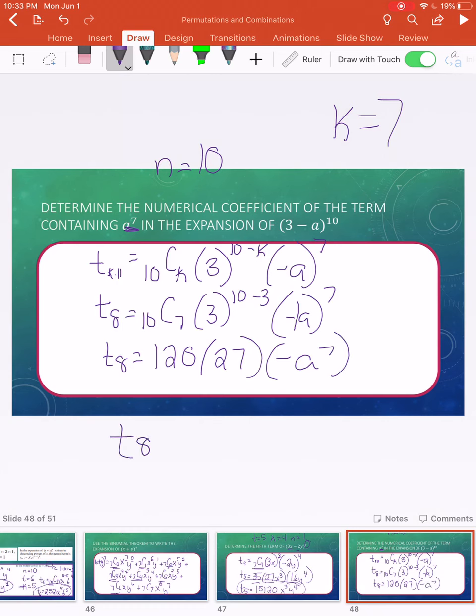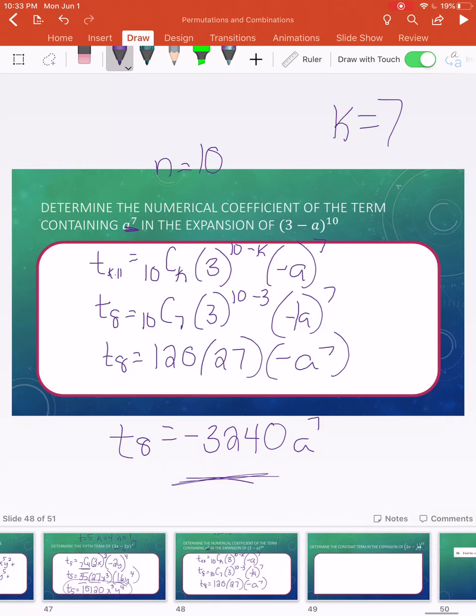All right, now let's multiply these coefficients. So 120 times 27 gives me 3,240. And of course, it should be negative. And there we go. So the numerical coefficient would therefore be negative 3,240.